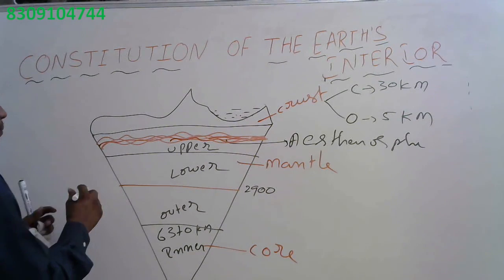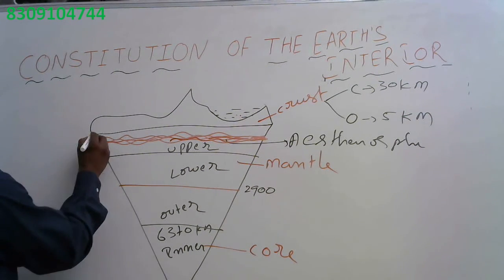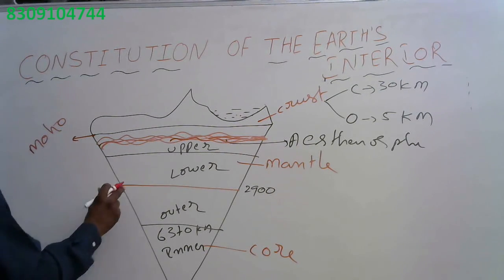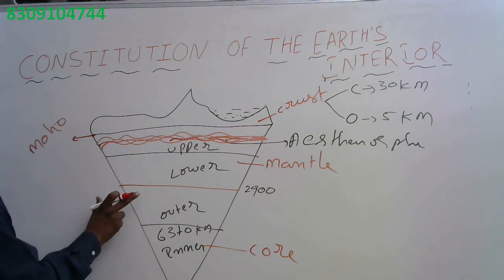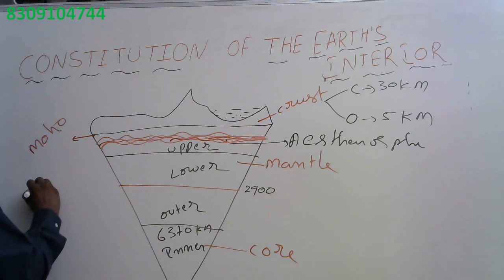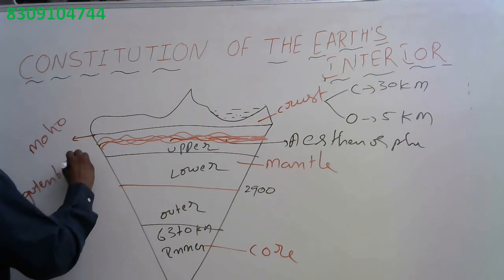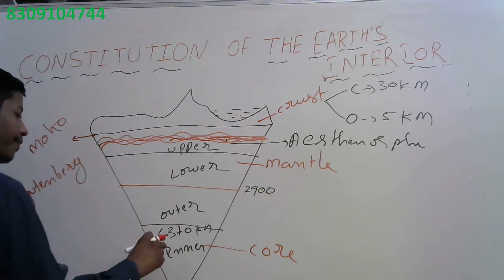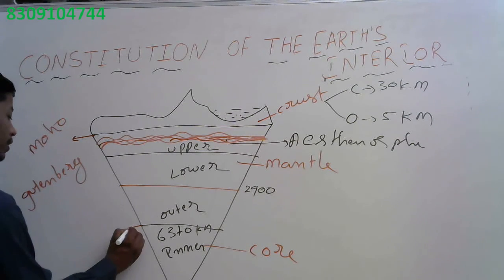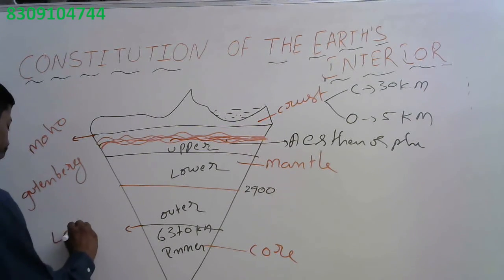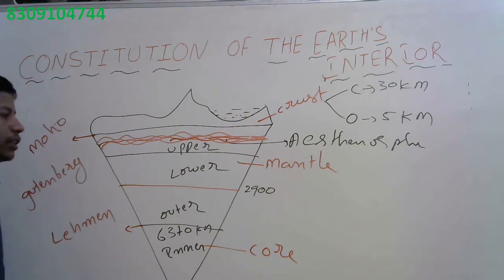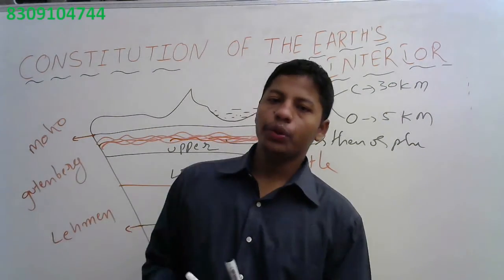The boundary layer between the crust and the mantle is the Moho discontinuity, and between the mantle and the core is the Gutenberg discontinuity. Between the outer core and the inner core is the Lehmann discontinuity. Okay friends, this is the overall view of the earth structure.